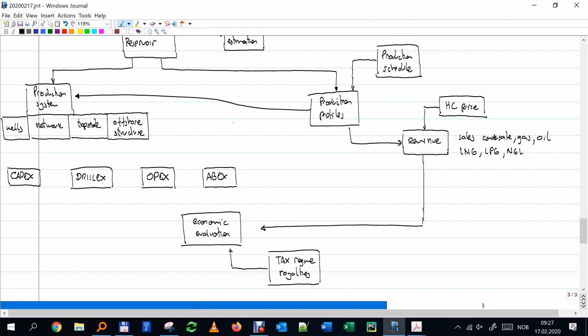Okay, so here it is a bit difficult to exactly decouple what is affecting what, right? But actually the wells are affecting the DRILLEX, and also might be affecting a bit the CAPEX. Gathering system, topside, offshore structure, all of these three are affecting CAPEX and are also affecting OPEX and also ABEX. Also the wells, the type of wells that I have, also affect the maintenance, so they affect the OPEX.